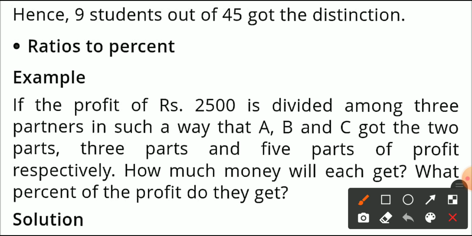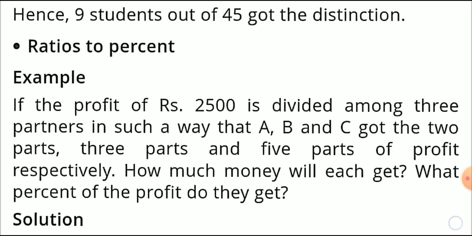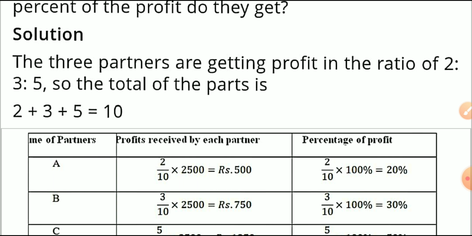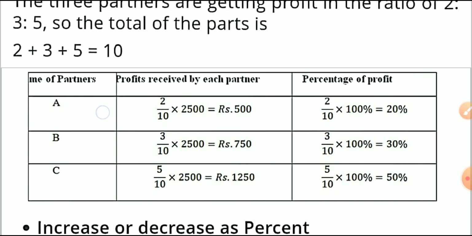How do we get this? A got 2, B got 3, and C got 5. So 2 plus 3 plus 5 is equal to 10. The total part is 10. For A, 2 upon 10 multiplied by 2500, you get 500. For B, 3 upon 10 multiplied by 2500, that is 750. For C, 5 by 10 multiplied by 2500, that is equal to 1250.